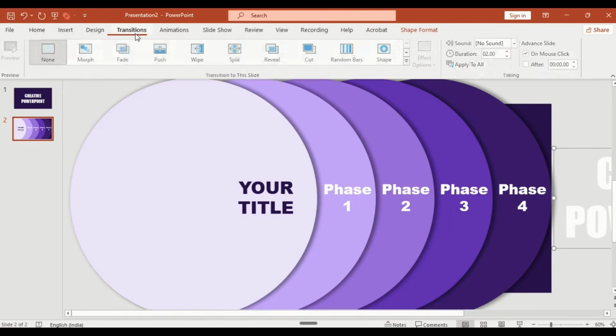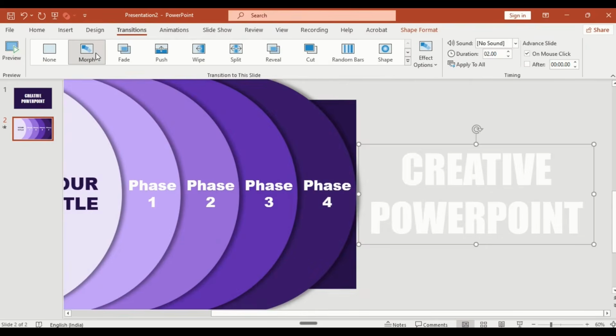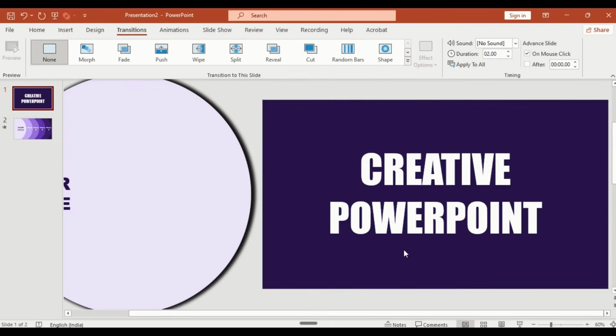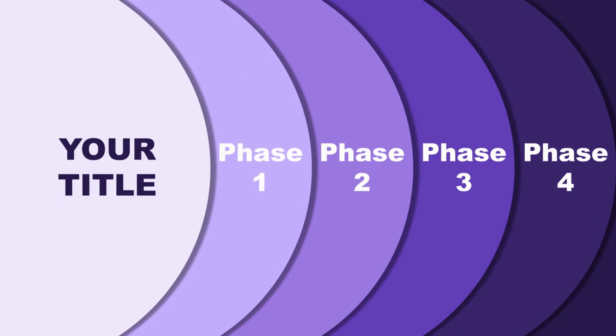Go to Transition, select Morph. Finally, play the slideshow from the beginning. You will see a beautiful smooth morph animation effect. And here is the final result.